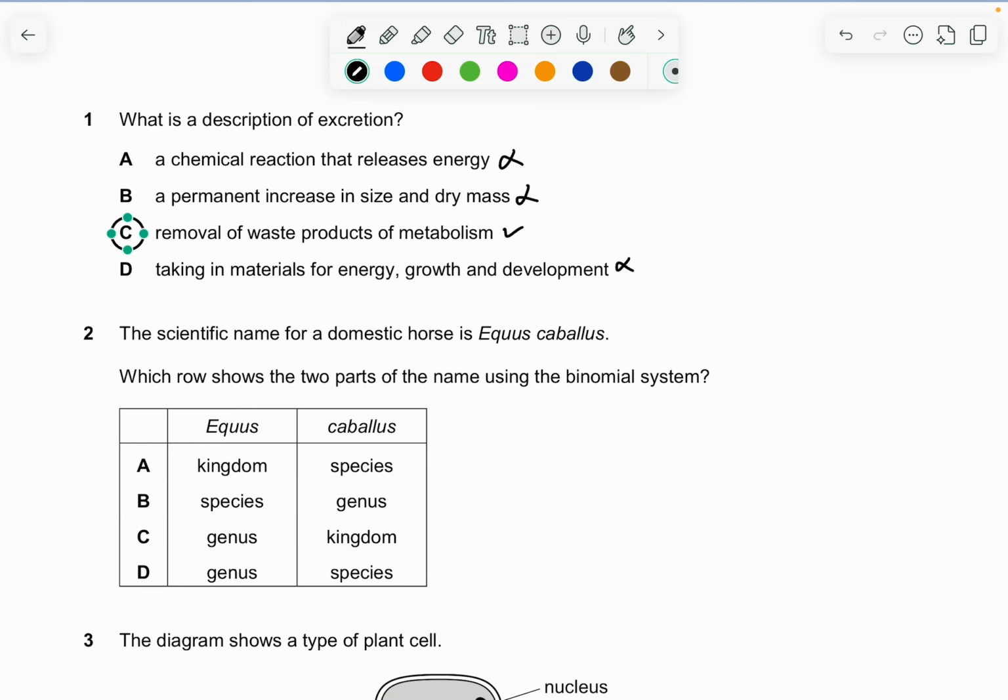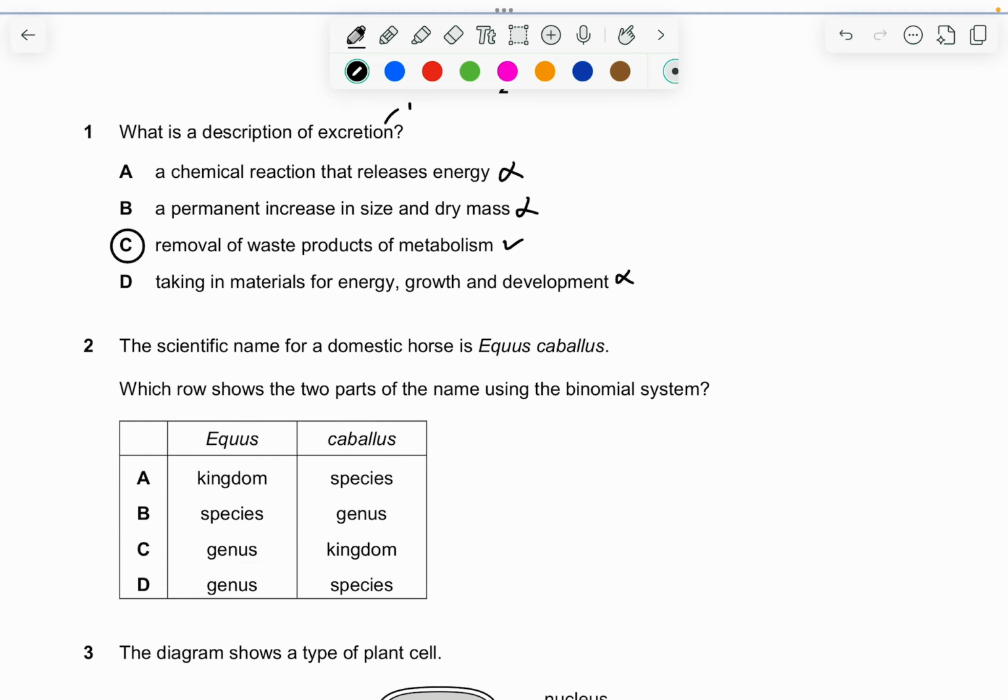So think of excretion as urination. When you urinate, you're removing all of the waste products, or whatever happens in your body and it's time to get it out from your body.